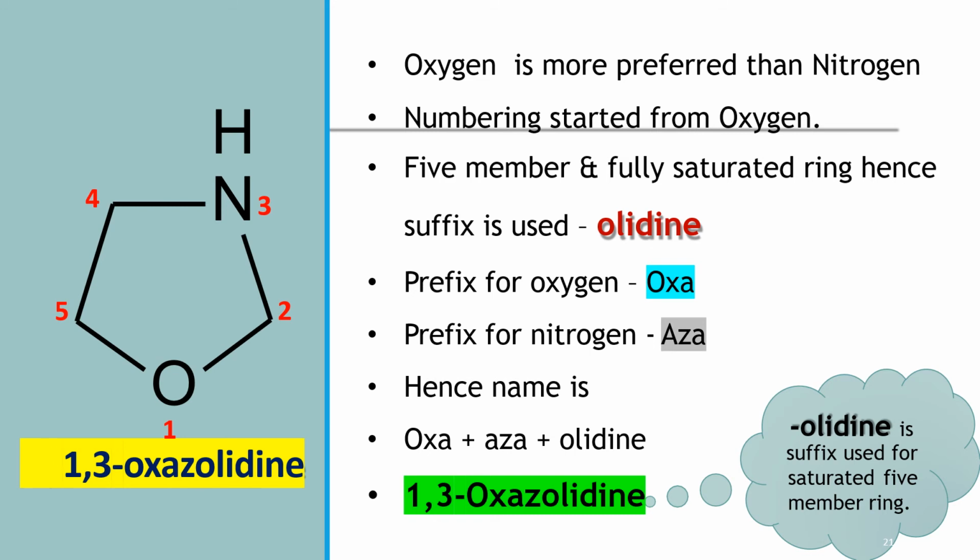Another one: there is a ring, the nature is changed, there is absence of double bond. That's why we use olidine. Very simple. O indicates the oxygen, so oxygen we always give the number 1, nitrogen is 3. But what is the difference? The nitrogen carries one hydrogen atom, because the nature of the ring is saturated. So very important: O indicates oxa, N indicates aza. For a 5-membered saturated ring we use olidine. That's why 1,3-oxazolidine. Very simple.